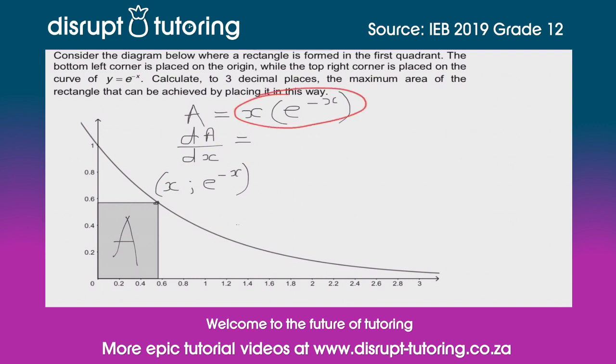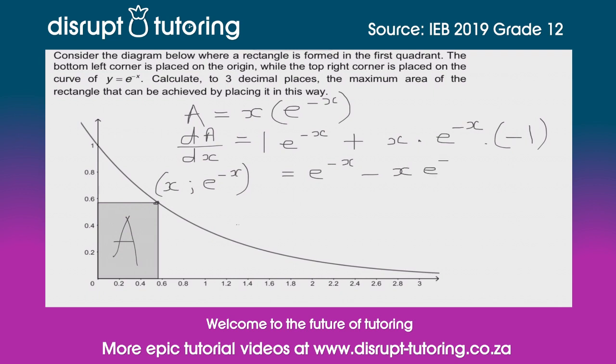And we have a product, so we're going to use the product rule. So the derivative of x is 1 times the e to the minus x, plus x times the derivative of e to the minus x, and not to forget about the derivative of minus x, which is then minus 1. And so if we tidy that up, we get e to the minus x minus x e to the minus x.